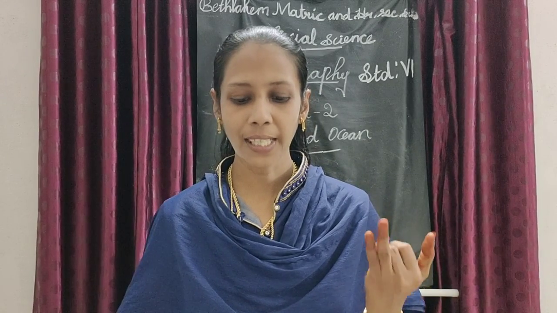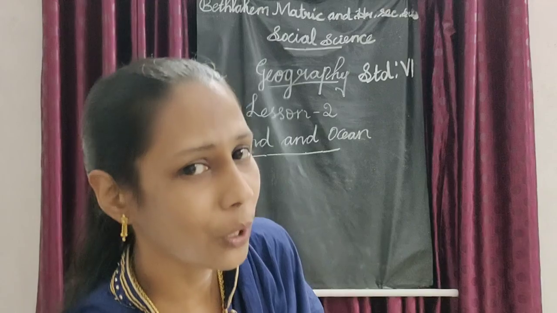Could you understand? This is the first order landform. So the 5 oceans are Pacific, Atlantic, Indian, Southern and Arctic Ocean. Clear? Everyone take your atlas book.